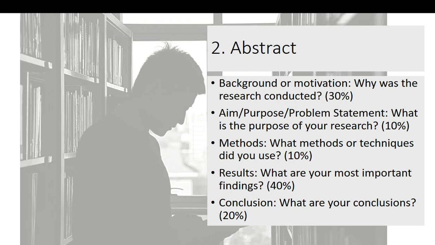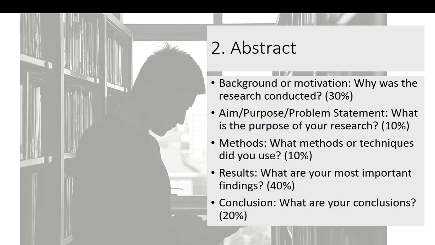First, the structure of your abstract must contain the background or motivation. Why was the research conducted? So it should occupy 30% of the abstract. The next is the aim or purpose or problem statement. What is the purpose of your research? That is 10% of the whole abstract.